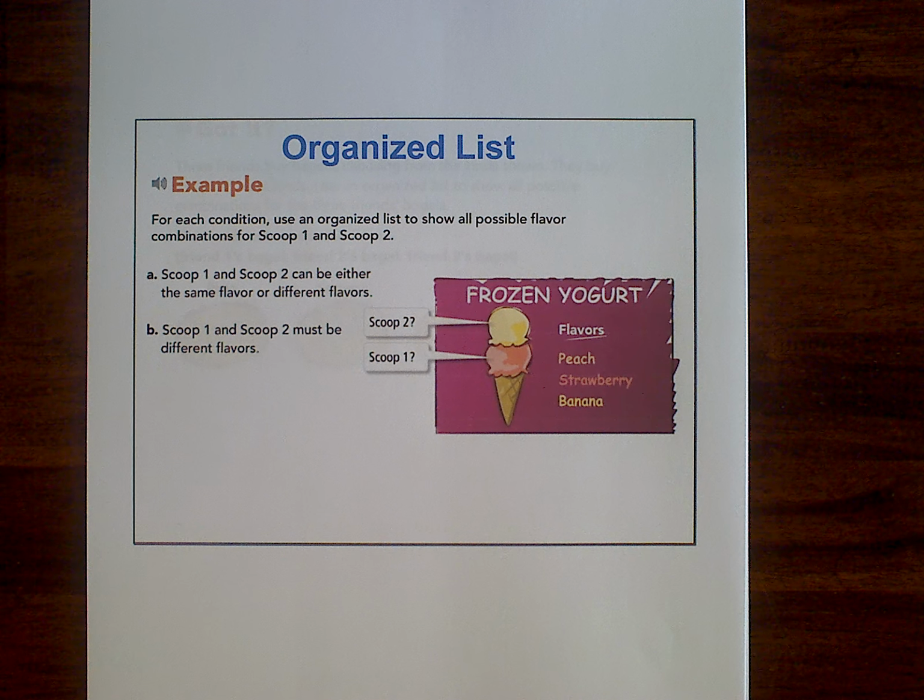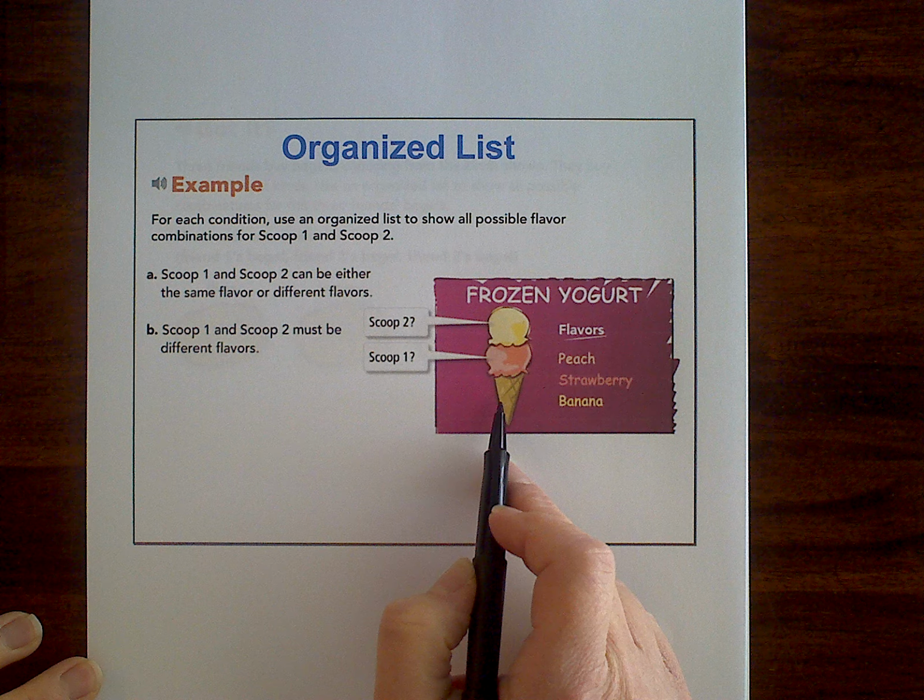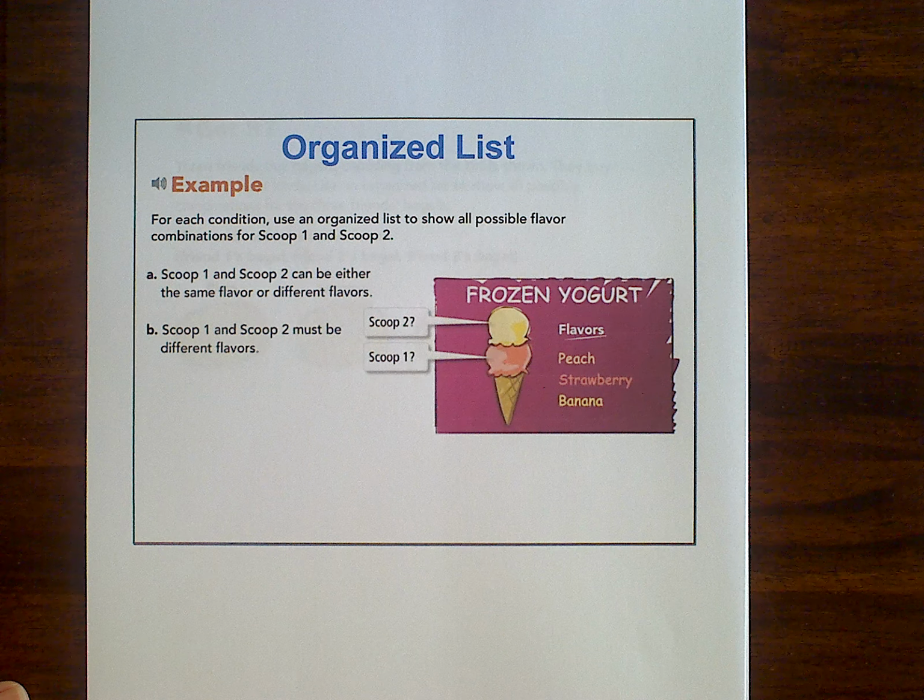For each condition, use an organized list to help us show all the possible flavor combinations for scoop 1 and scoop 2. So they're talking about frozen yogurt. And question A wants us to identify that scoop 1 and scoop 2 can be either the same flavor or they can be different flavors. So if we look at what our flavor options are, we have peach, strawberry, and banana. And our goal is to make an ice cream cone that has 2 scoops on it. And so they can either be the same or they can be different.